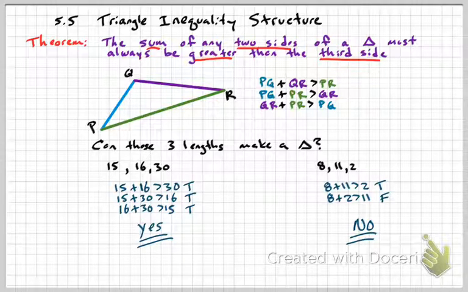Now the next phase in this is, what if we have two sides and we're trying to find the range of the third side? Because as you can tell, right, if I have two sides of a triangle, the third side length kind of depends on how much this angle opens or closes.